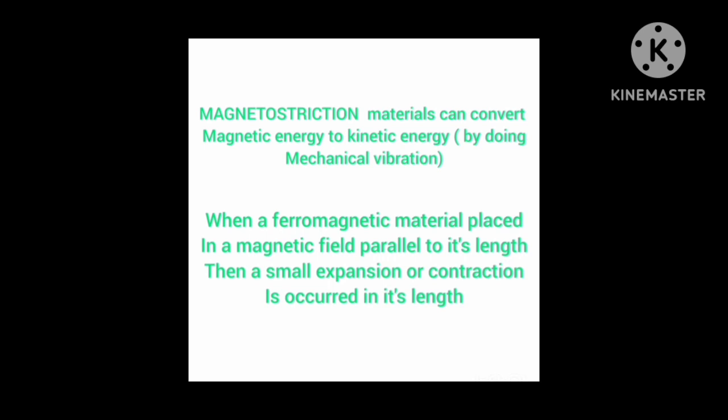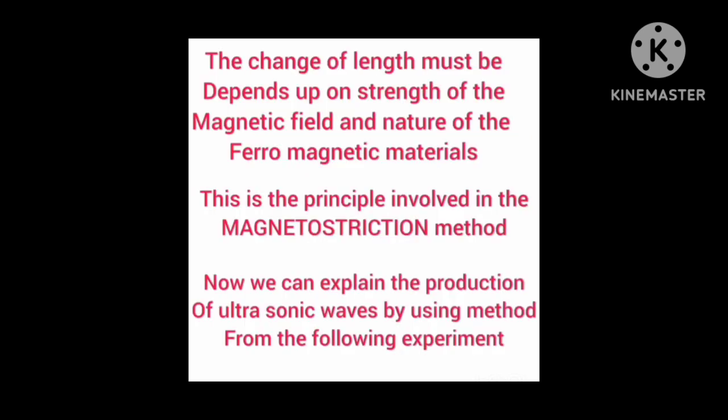When a ferromagnetic material is placed in a magnetic field parallel to its length, a small expansion or contraction occurs in its length. The change of length depends upon the strength of the magnetic field and the nature of the ferromagnetic material. This is the principle involved in the magnetostriction method.